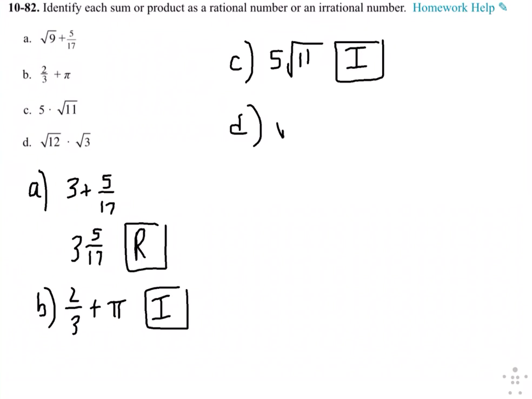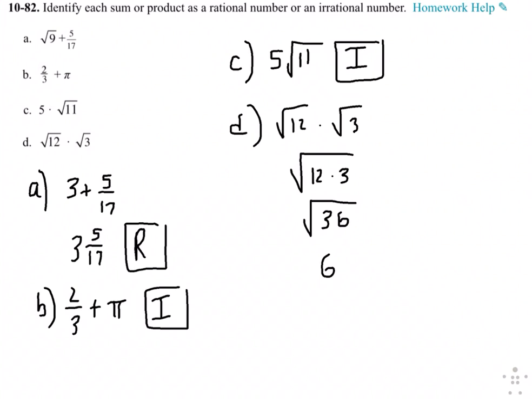And D, root 12 times root 3. That's the same as root 12 times 3, same as root 36, which is 6. That is a rational number, right? Rational number.